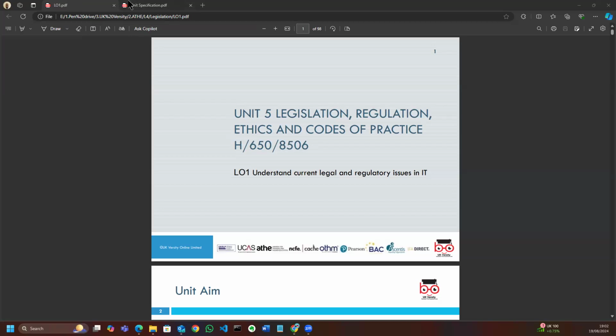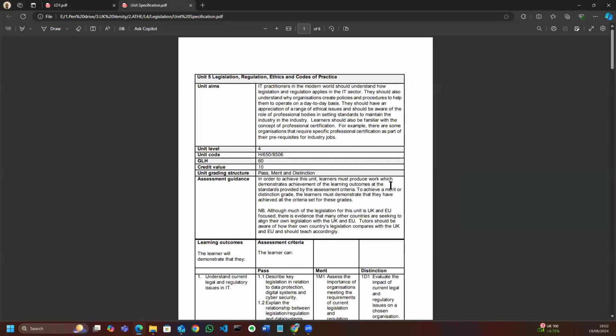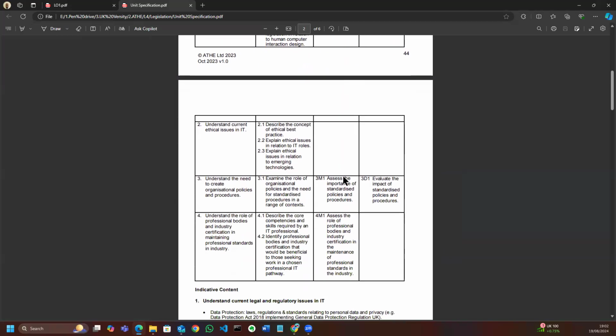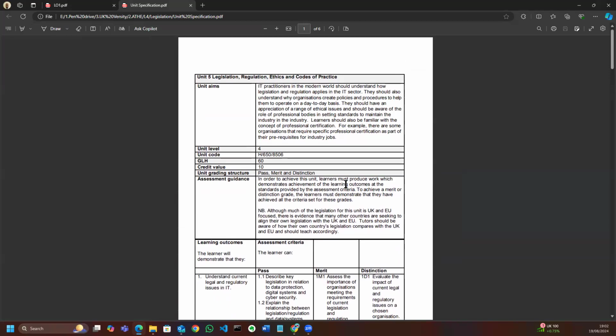Thank you for joining. Today we're starting a new unit, Unit 5: Legislation, Regulation, Ethics, and Code of Principle. In this unit, we have learning outcomes, and then we'll have our assignments discussion. Our unit aim is that IT practitioners in the modern world should understand how legislation and regulation apply in the IT sector.